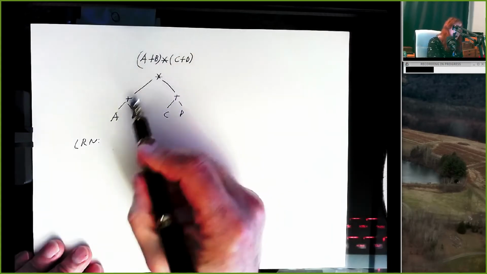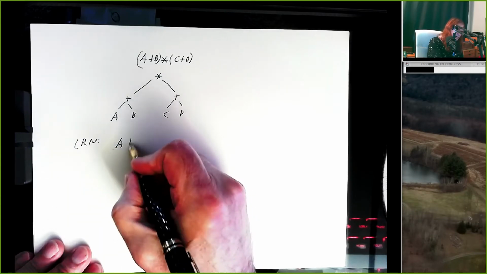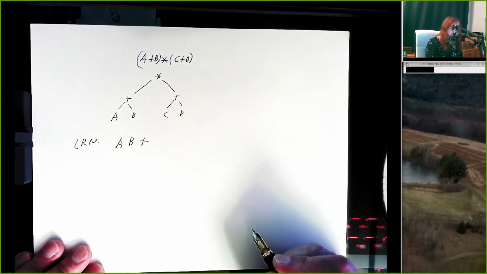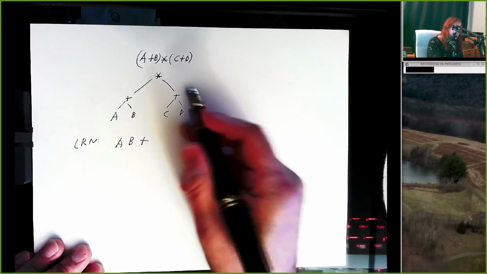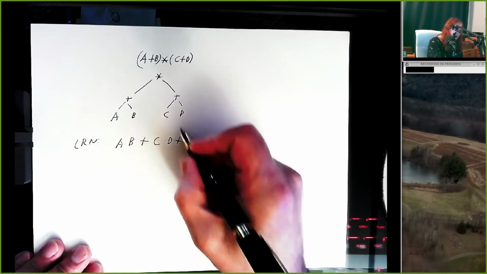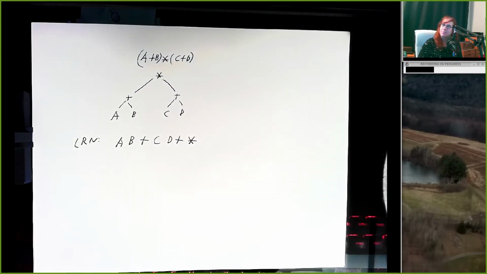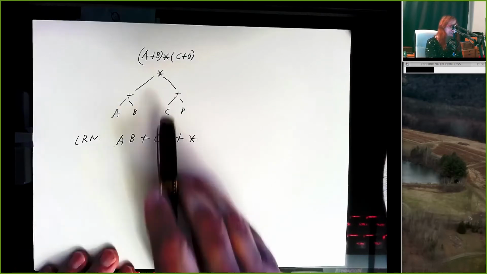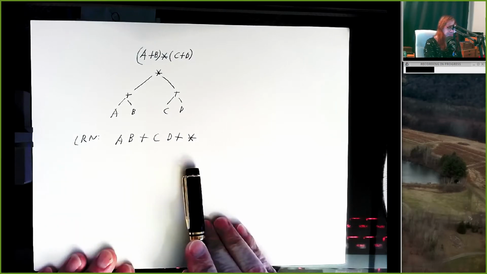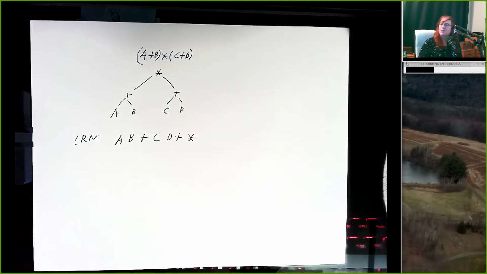So post-order says first go to the left. That's going to give us an A. And then go to the right will give us a B, and then do the root node, which is a plus. And then evaluate the subtree on the right, which will say go to the left, which is a C, go to the right, which is a D, and then do the plus. And then visit the root node, which is a star. So if we build a binary tree from this expression, and then we traverse it in post order, we end up with this interesting expression. Does anybody recognize this kind of expression?